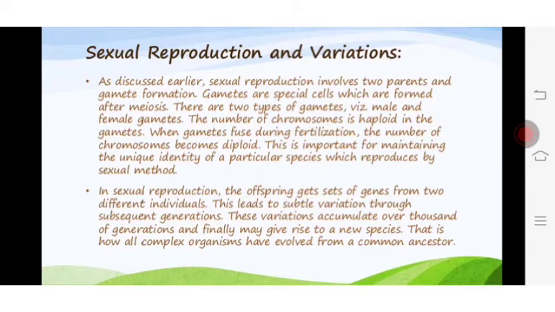This is important for maintaining the unique identity of a particular species which reproduces by the sexual method. In sexual reproduction, the offspring gets sets of genes from two different individuals. This leads to subtle variation through subsequent generations. These variations accumulate over thousands of generations and finally may give rise to new species. That is how all complex organisms have evolved from a common ancestor.